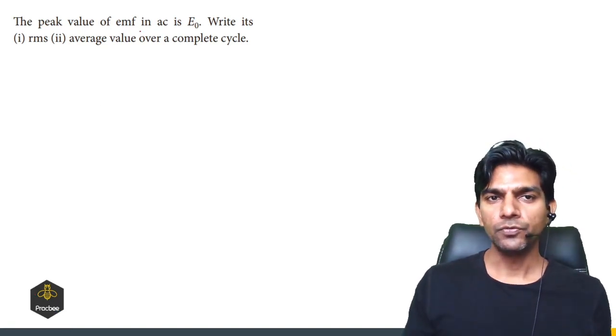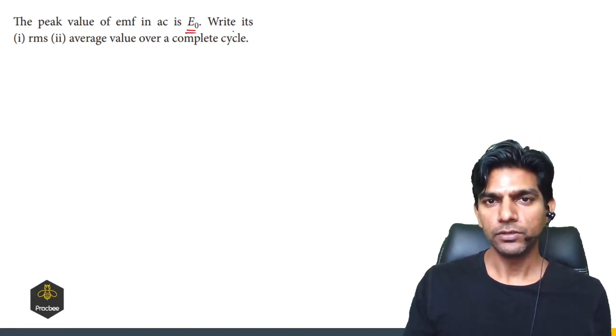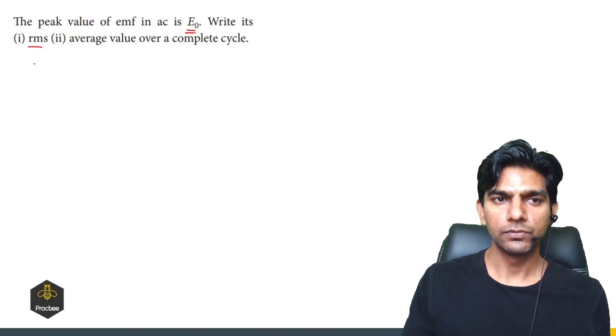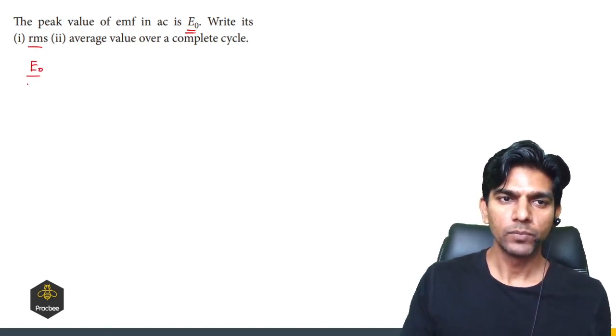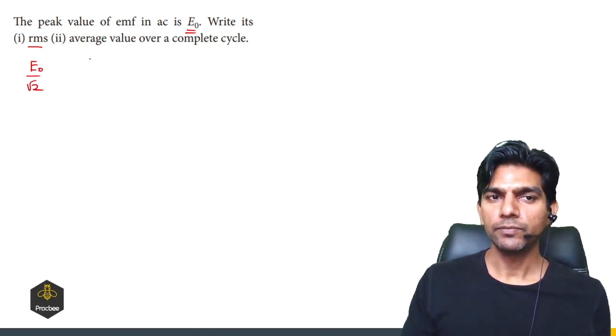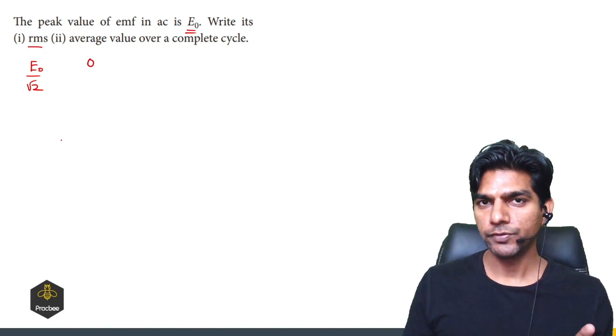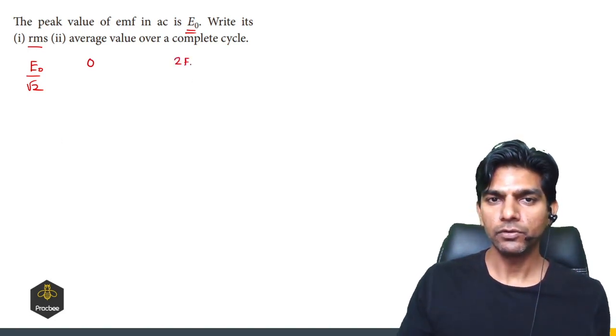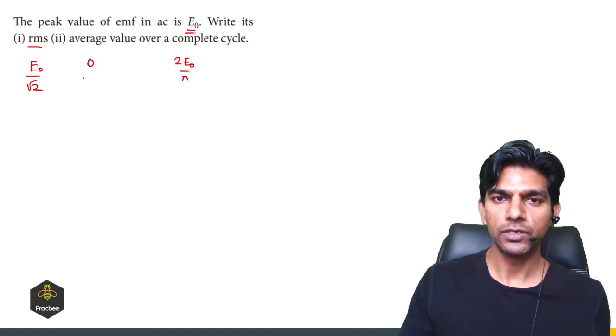The peak value of EMF in AC is E naught, right? Its RMS value will be E naught by root 2. The average value over a complete cycle will be 0, and the average value over a half cycle will be 2 E naught by pi, right? So this is for a complete cycle, and this is for a half cycle.